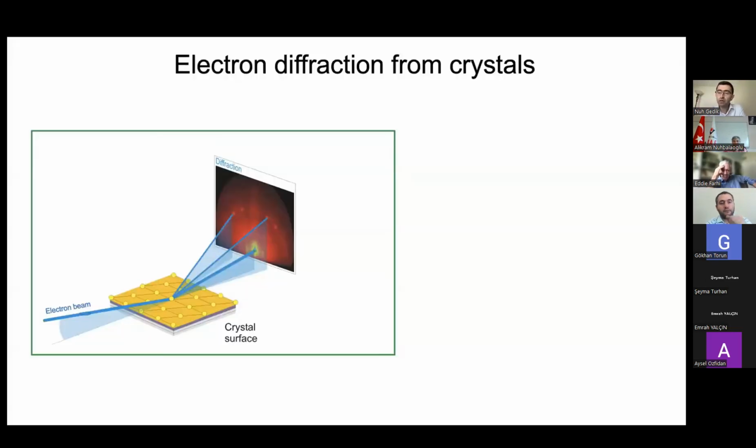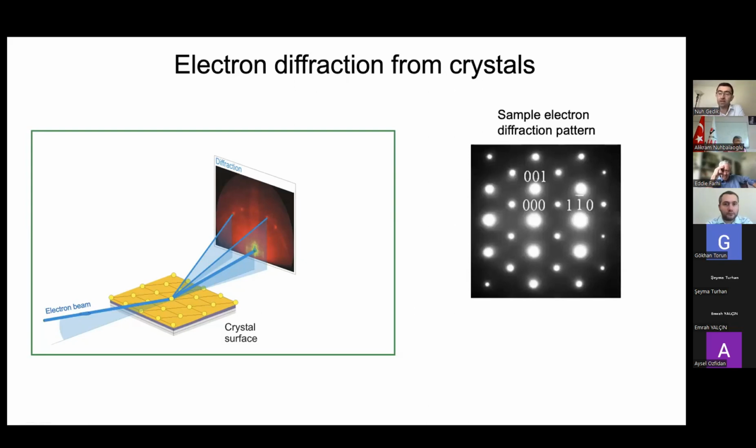So for my talk, I'm going to be using electron diffraction. In the case of electron diffraction, rather than X-rays, we use a high energy electron beam, like 30 kilovolt electron beams. We send them into the crystal and we look at the diffraction. This is shown in reflection, but you can also do transmission. You can go through the sample if the sample is thin enough. So here's one example of a static electron diffraction.